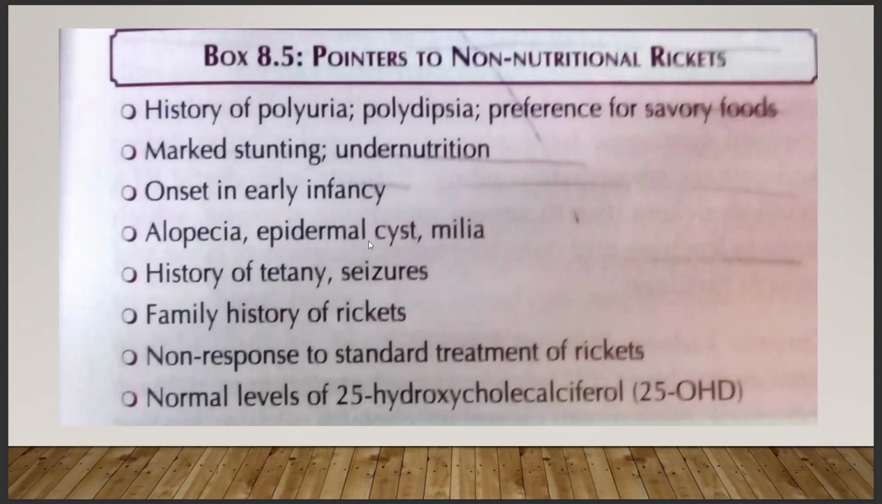Then alopecia, epidermal cyst and milia will be there. Alopecia is most important. And history of tetany and seizures is also most important. Family history of rickets, because most of it is due to hereditary causes. And non-response to standard treatment of rickets, this is the most important pointer towards non-nutritional rickets. Also there will be normal levels of 25-hydroxycholecalciferol. So these are the important pointers towards non-nutritional rickets.